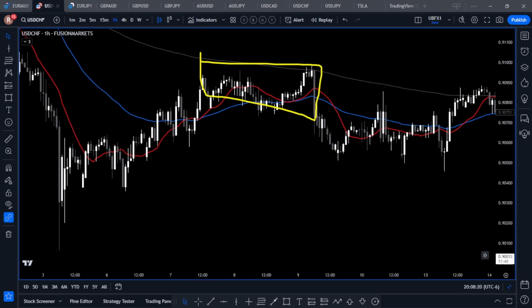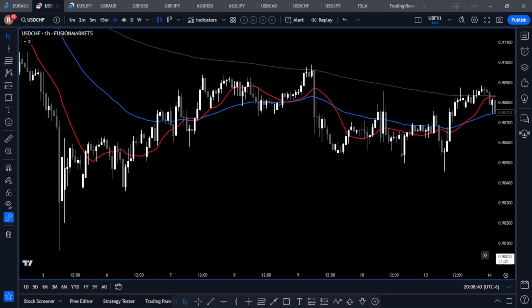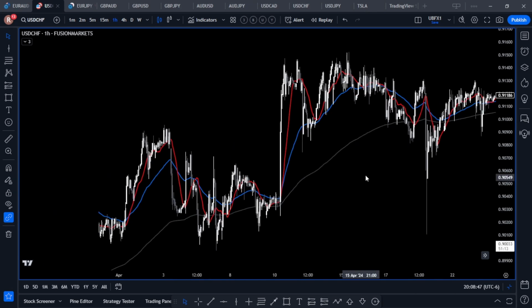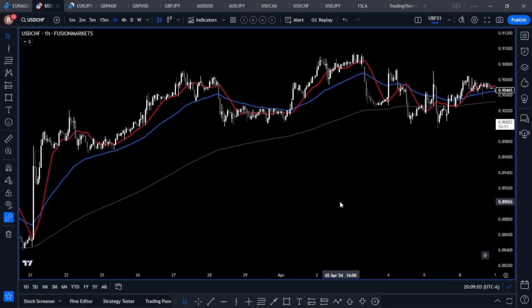Now, this is going to work on whatever sets you use, 5-minute, the 15-minute, the 1-hour, the 4-hour, the 1-minute, and the 5-minute. Whatever your current time frame is, you're going to find that looking at the higher time frame is going to give you a better idea of what direction that you want to trade, and it's going to give you higher probability opportunities.